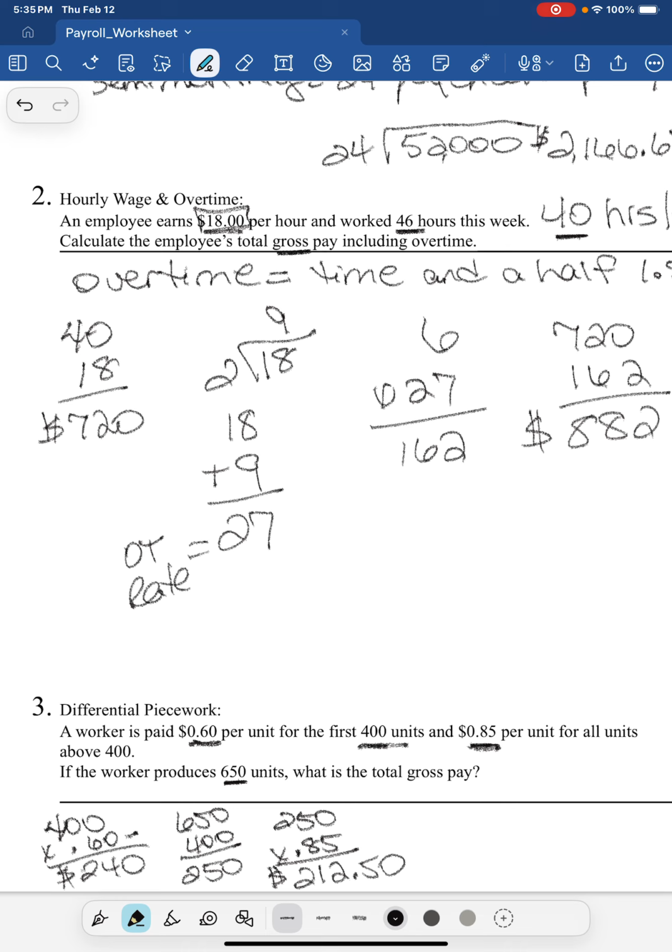So you see how quickly you can start to make more money once you go over the basic rate if you're doing differential piece work. Because see, it's getting very close to the same amount for 250 units as it was for 400. So then all you do is add those two amounts together. And so for that week or time period or whatever they're talking about, they made $452.50, making the 650 units.